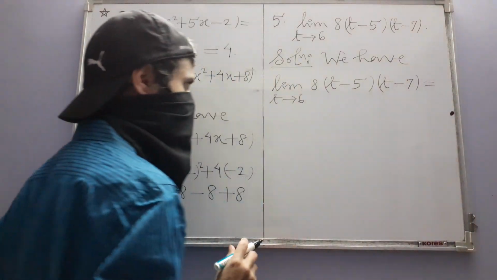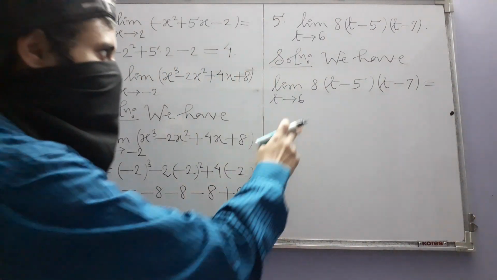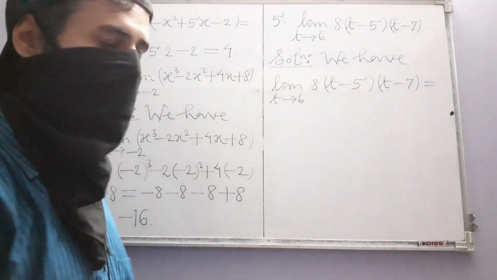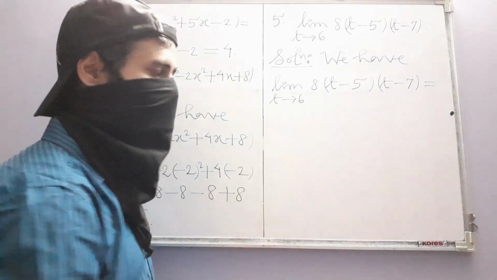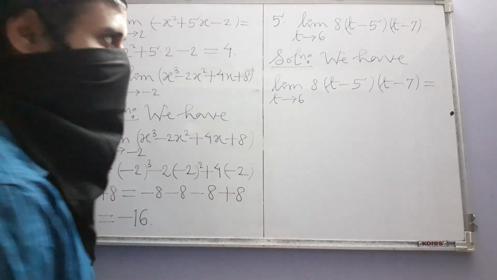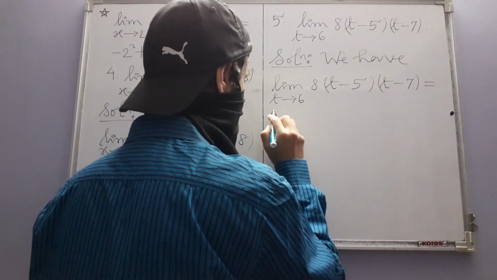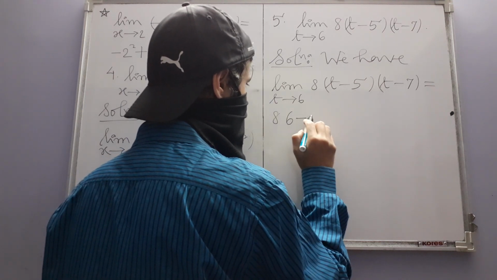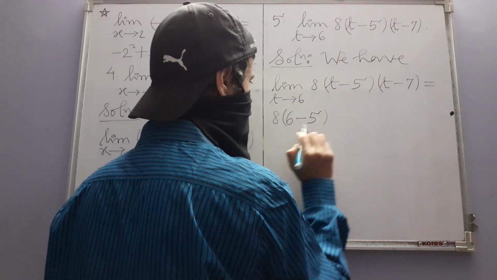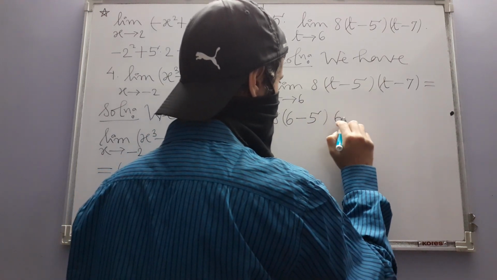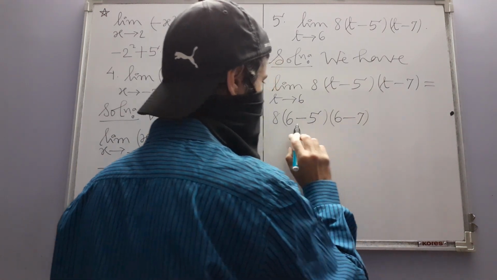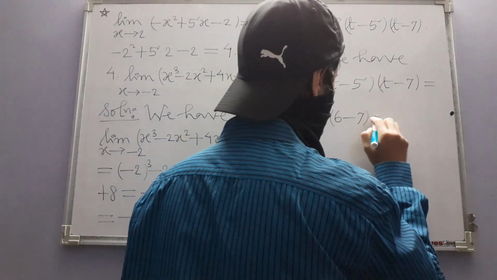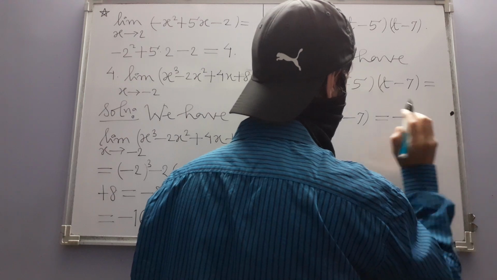Minus 7 equal to, this is also a polynomial, because if you multiply the terms out, you do everything and then you do the calculation, then you get a polynomial. So here also that same substitution rule can be applied, and that gives us this limit, 6 minus 5 times 6 minus 7. 6 minus 5 is 1, 6 minus 7 is minus 1, so the answer is minus 8.